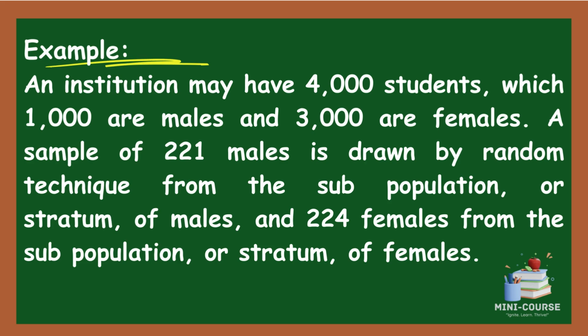Example: an institution may have 4,000 students, of which 1,000 are males and 3,000 are females. A sample of 221 males is drawn by random technique from the subpopulation, or stratum, of males, and 224 females from the subpopulation, or stratum, of females.